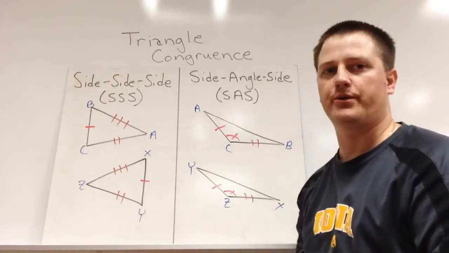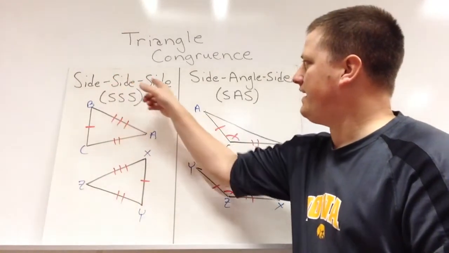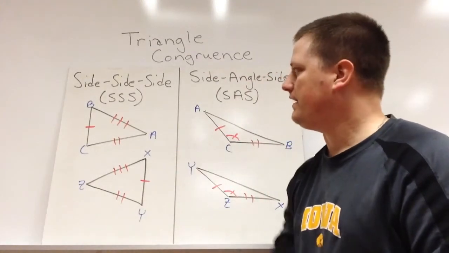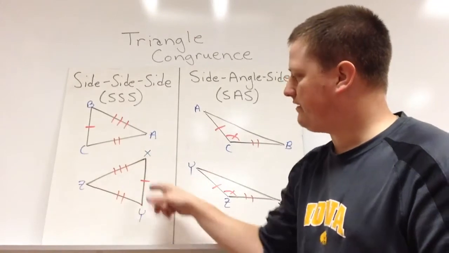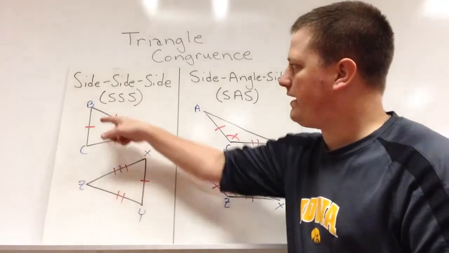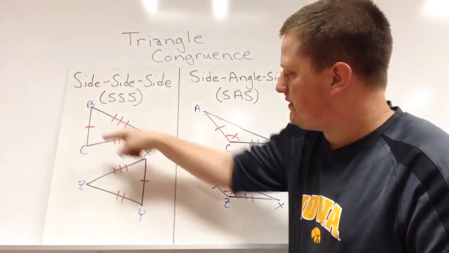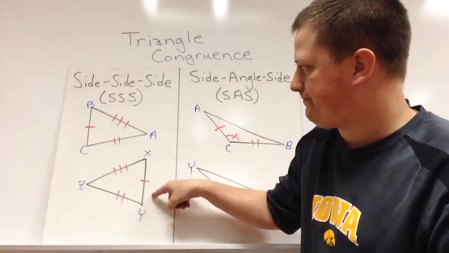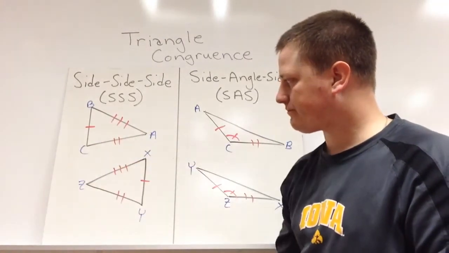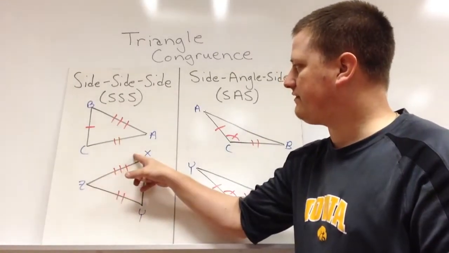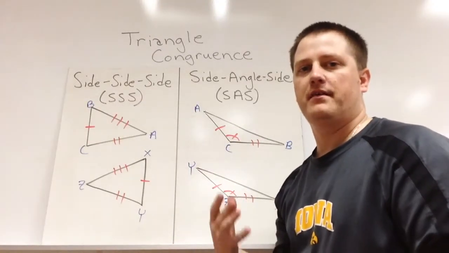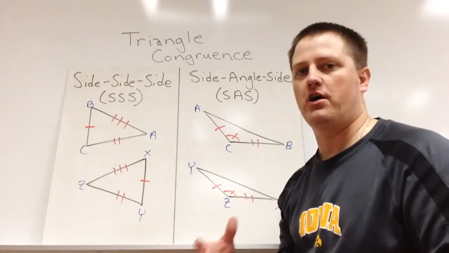Our first 2 congruencies are side, side, side, and side, angle, side. What side, side, side means is that we have 3 sides that are congruent to 3 sides of another triangle. So here we have side BC congruent to side XY, side YZ congruent to side AC, and side ZX congruent to side BA. This means that these 2 triangles are congruent.